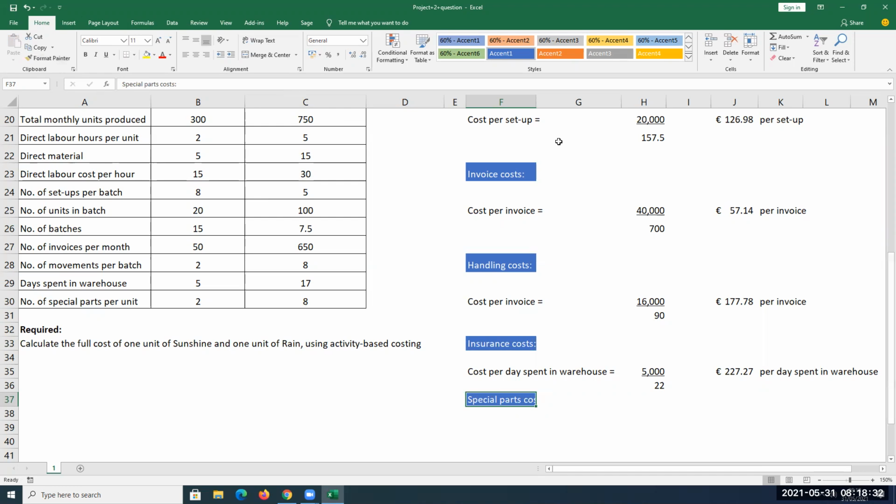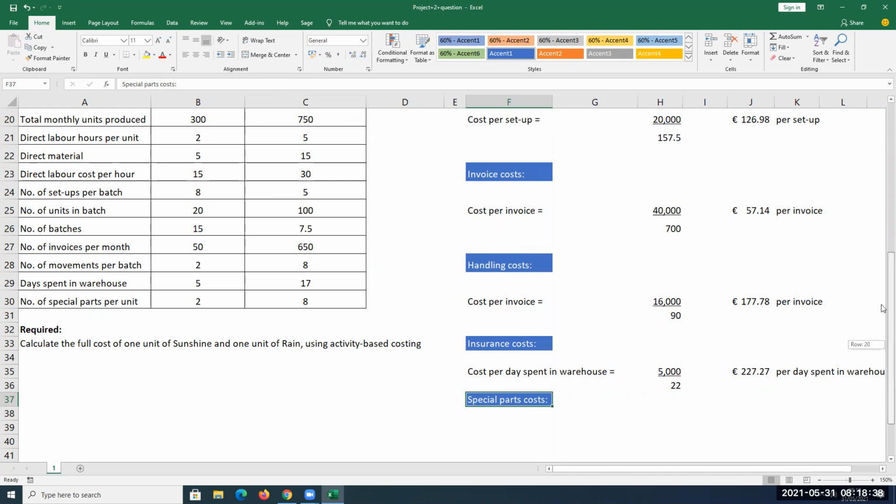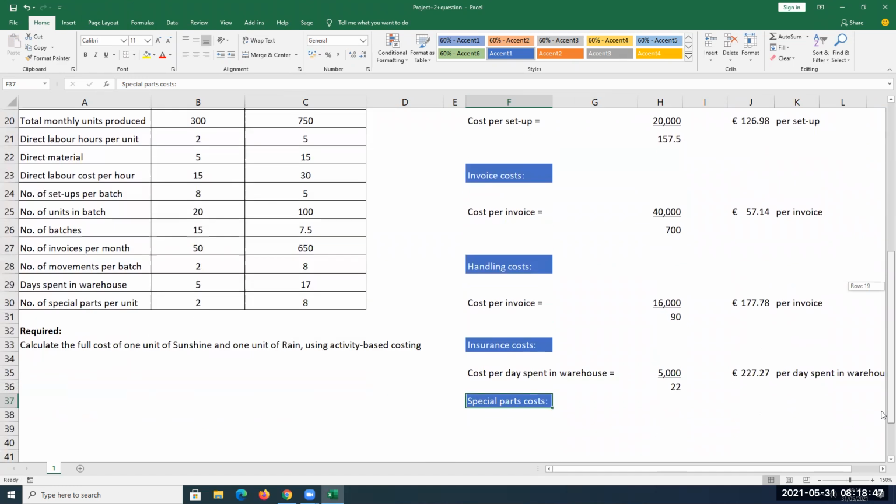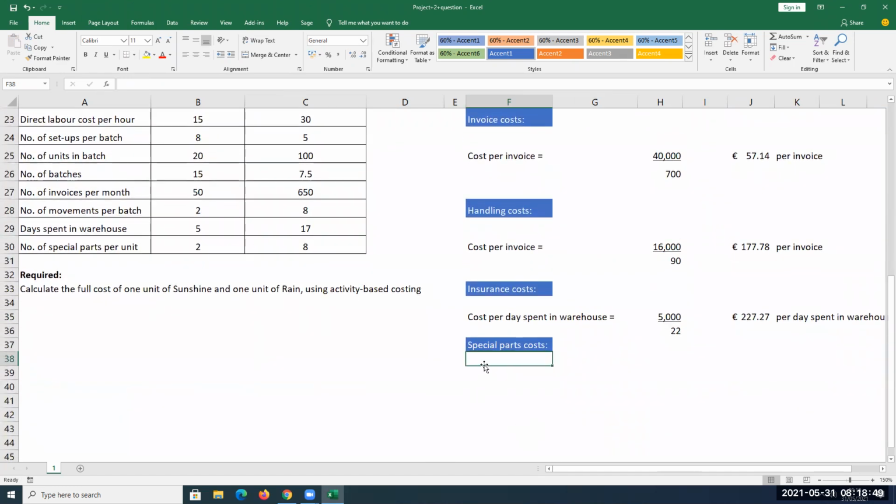So I need to check what is the cost driver. So the cost driver for special parts is number of special parts. So cost per special part. Right here. Cost per special part.